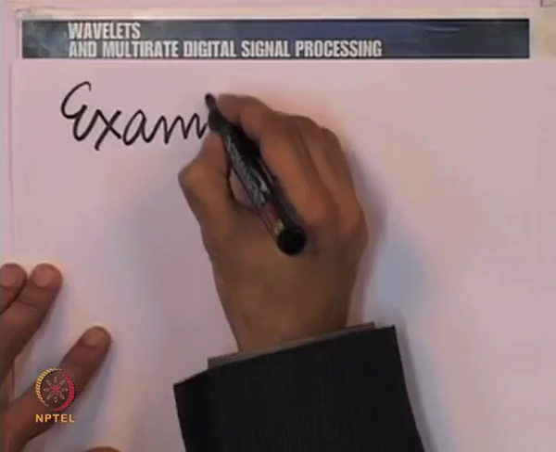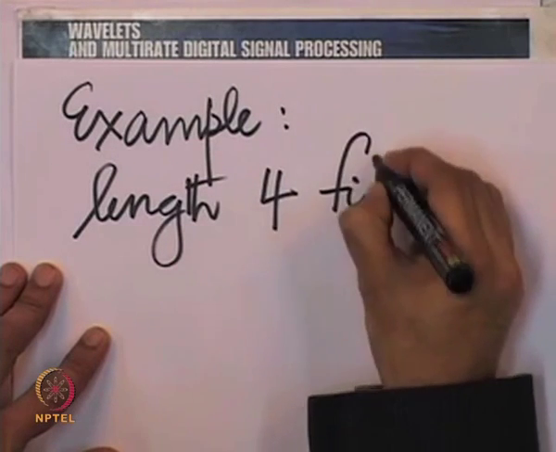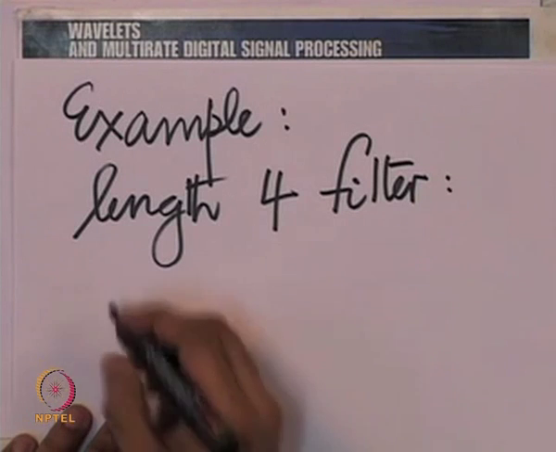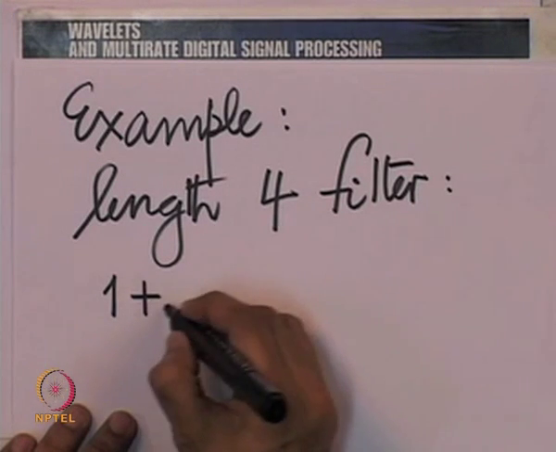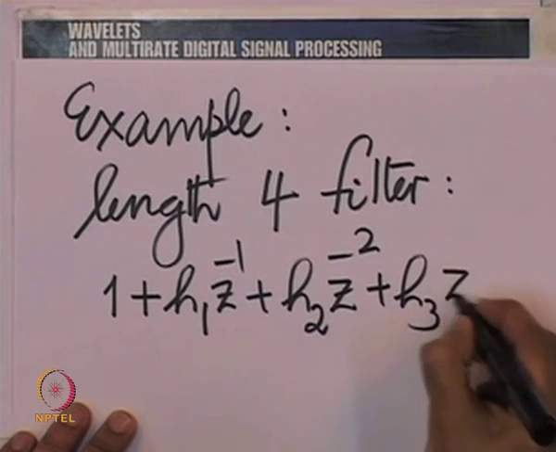So, let us take a length 4 orthogonal filter. That length 4 filter could, for example, be the Daubechies length 4 filter. But anyway, we shall not put specifically the numerical values of the impulse response coefficients, because we do not need to understand how this recursion works. We would find it much easier to just carry out the recursion and demonstrate that it is feasible. So, let us take an example, a length 4 filter. So, it would have a form 1 plus h 1 z inverse plus h 2 z raised to the minus 2 plus h 3 z raised to the power minus 3.